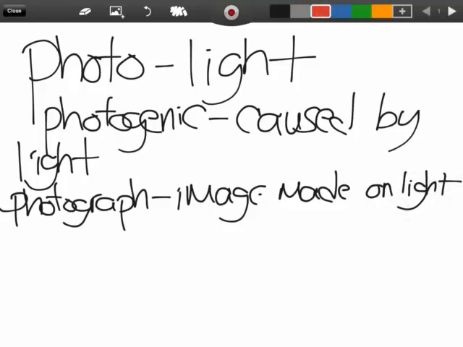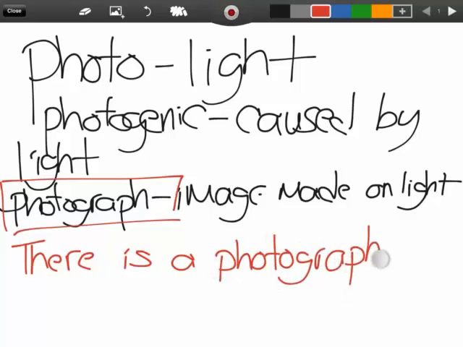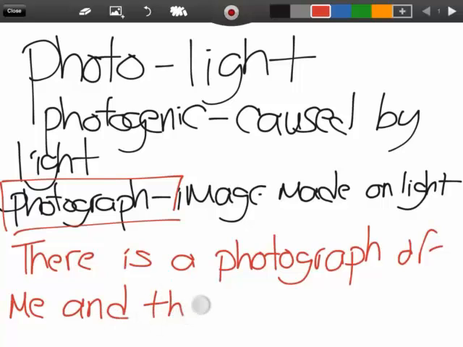I'm going to take photograph and use it in a sentence. I'm going to read that to you. There is a photograph of me and the president.